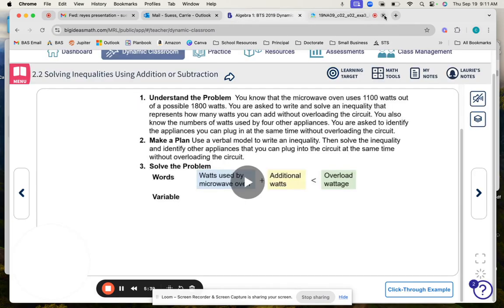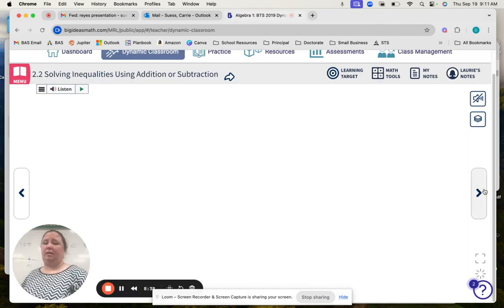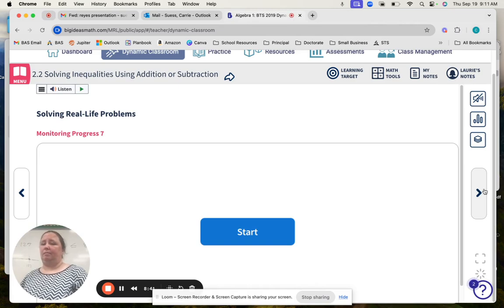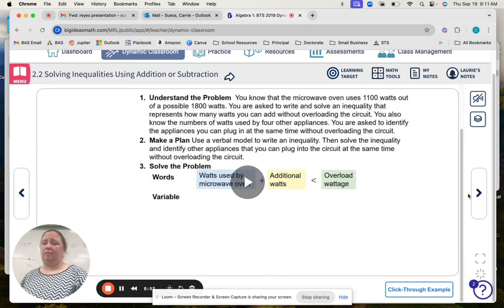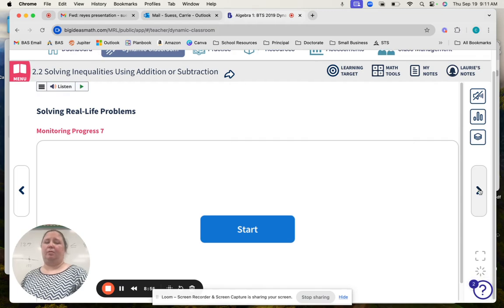All right, any questions on how we did that? You created an inequality and solved it for the answer. I wanted to see W is less than 700. And the two things that you can add was clock radio, right? Clock radio and blender. Yeah, clock radio and blender.